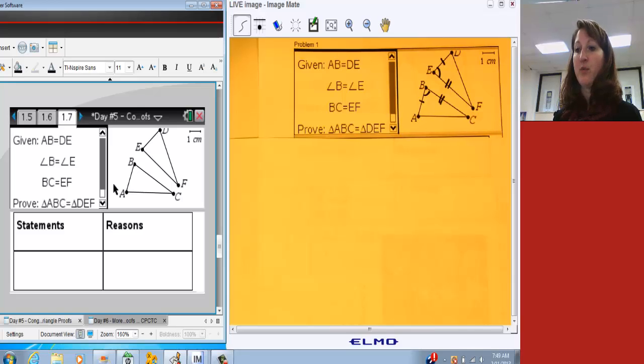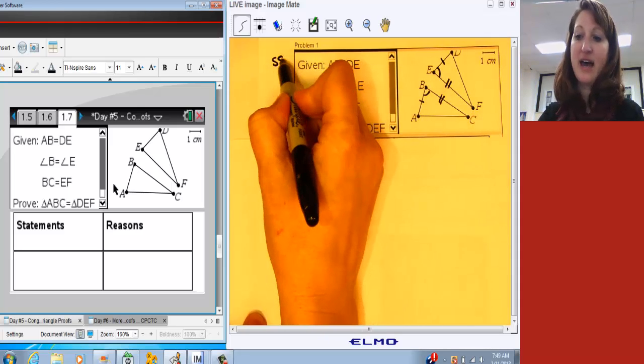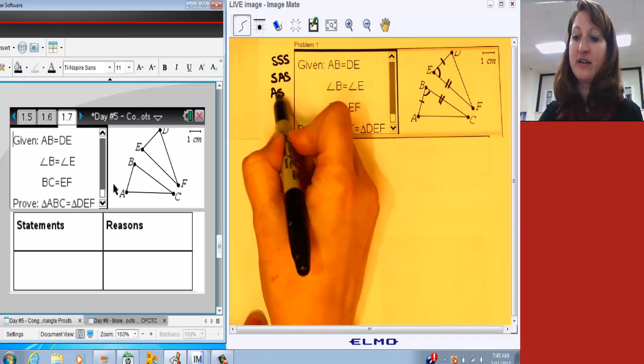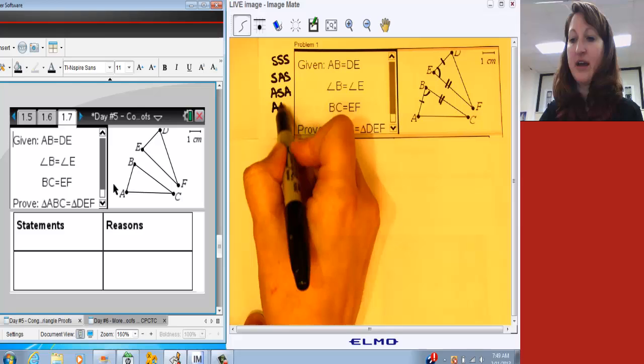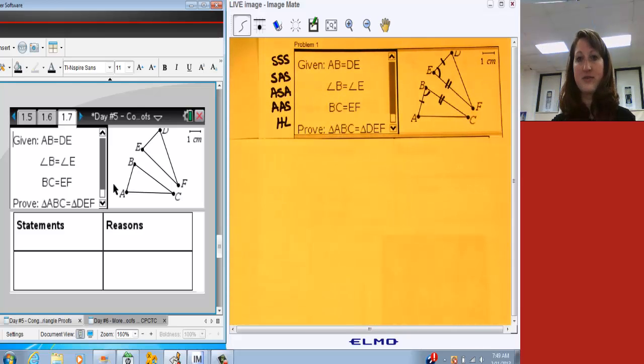Now, think about what we have to use. We have 5 methods: side, side, side, side, angle, side, angle, side, angle, angle, side, and we have hypotenuse leg that we can only use with right angles. Now, first thing I want to do is just get rid of things that I know we aren't going to use.